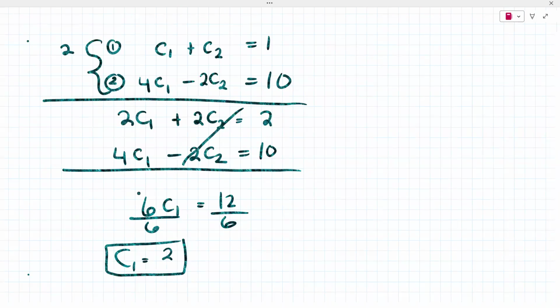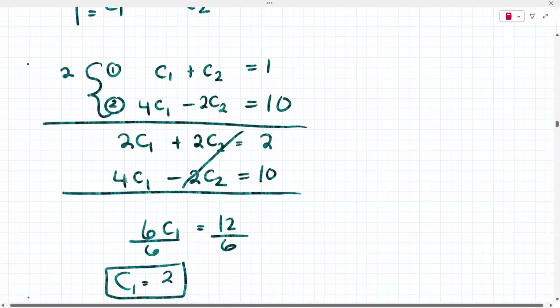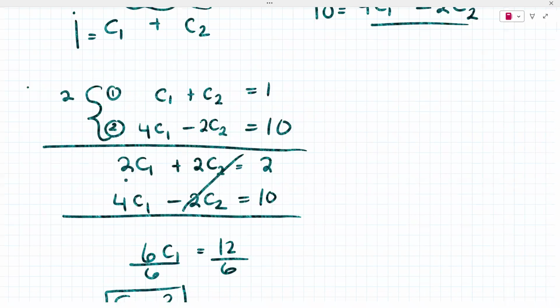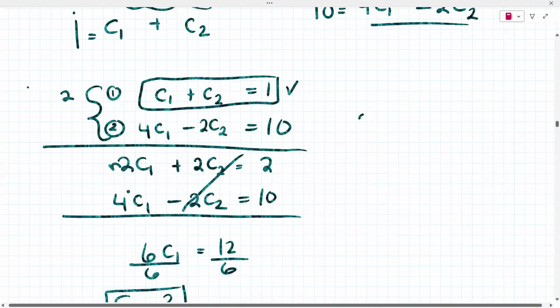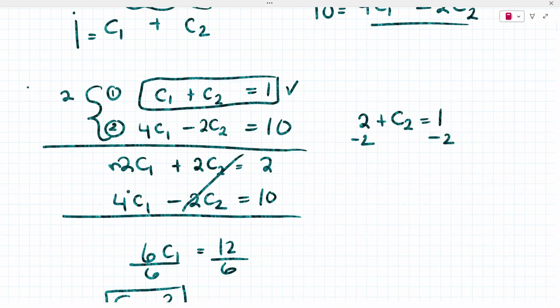Now we have to find c2. So what I'm going to do is substitute c1 back into equation 1. Put it in the original, do not put it here. Put it here. So it's going to be c1. Wait, what's my c1? My c1 is 2. So it's going to be 2 plus c2 equals 1. Subtract 2, subtract 2. I get c2 equals 1 minus 2, which is negative 1.